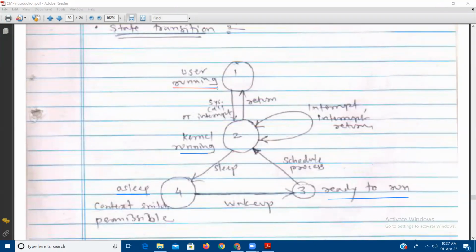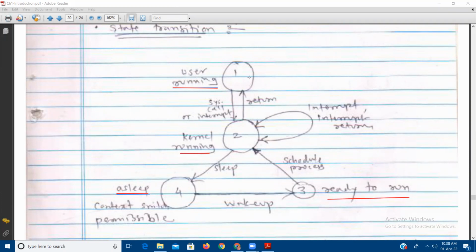I have underlined the process state names. It's user running, it's kernel running, the third one is ready to run, and the fourth one is asleep. So these are the 4 major states with respect to the Unix operating system.